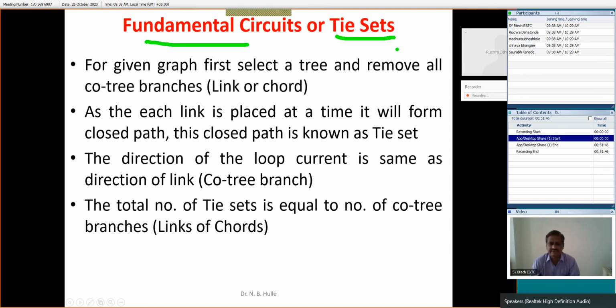We can apply the KVL to the different loops, and we can prepare the loop equations, and we can find out the currents, and then we can find out the branch voltage and branch current. That kind of approach is there. How is this approach? That I will discuss. Fundamental circuits or tie sets.